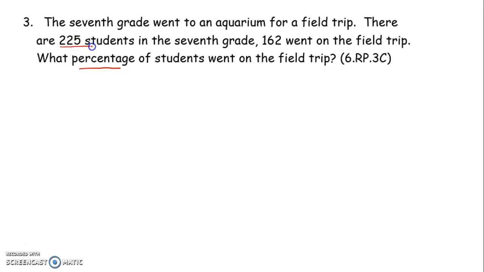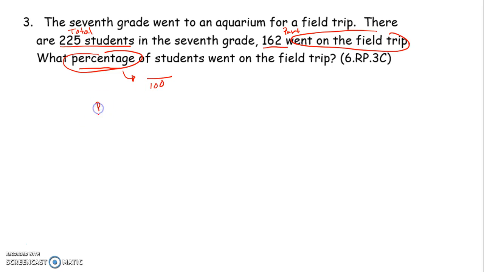So there is a total of 225 students in the 7th grade. 162 is the part that went on the field trip. They asked what percentage went on the field trip. As soon as you see percentage, you know percentage is out of 100, something out of 100.